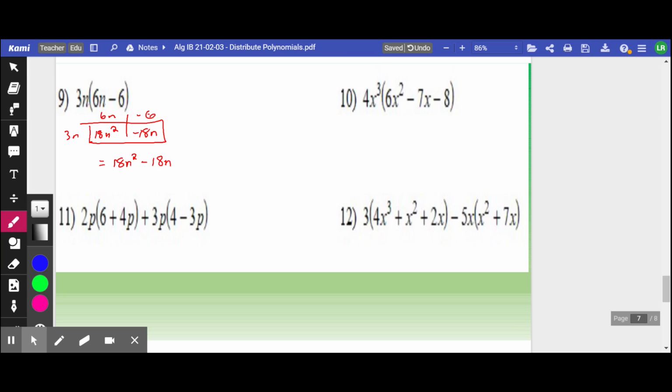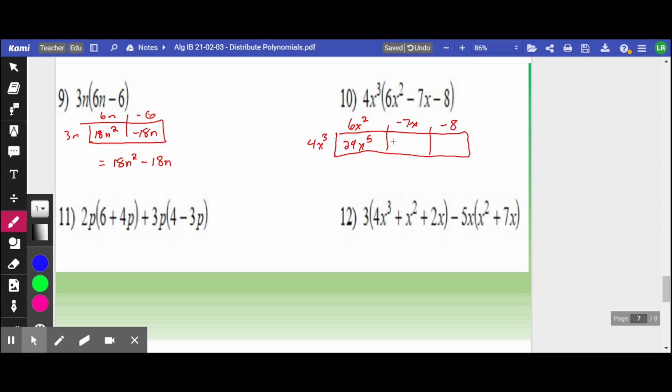Okay. For the second one, build my box here real quick. I need a side for 3, so I make it a little bit longer. My 4x to the third goes on the side. Then I have 6x squared, negative 7x, and negative 8. So 4x to the third times 6x squared. 4 times 6 is 24. Remember, x to the third times x squared, I add the exponents. That becomes x to the fifth.